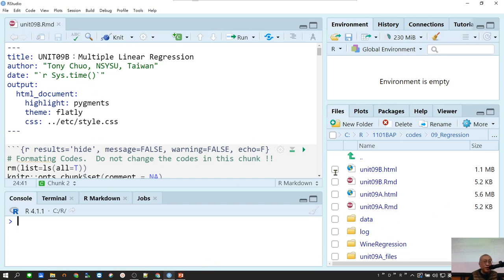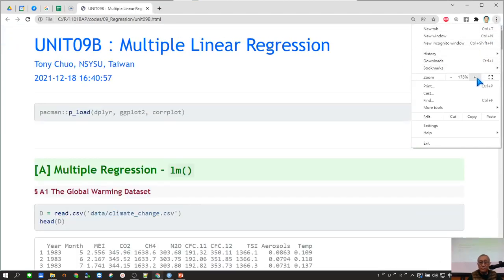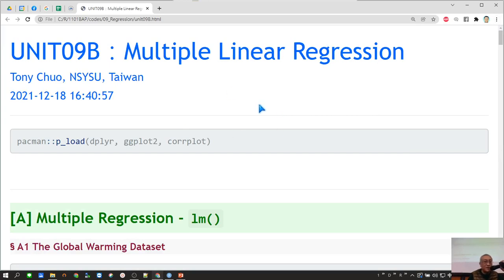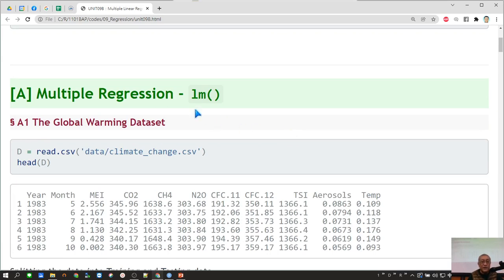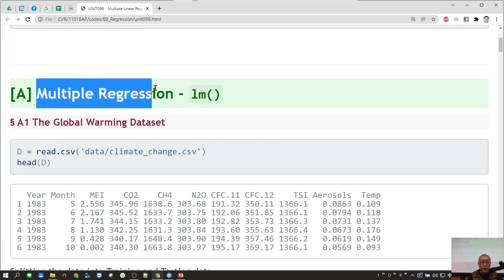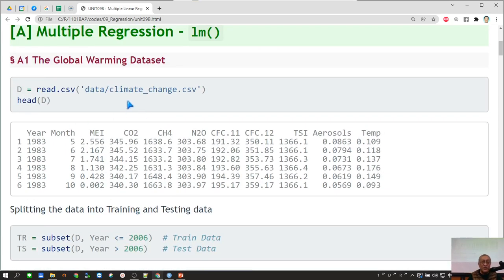Okay, this is notebook B, and the HTML that comes with it is here. Let's start with the HTML for better explanation. So this time we are doing multiple regression, multiple linear regression, and we are still using the lm function, right? The function is the same, but we are using a new set of data. This data is called climate change.